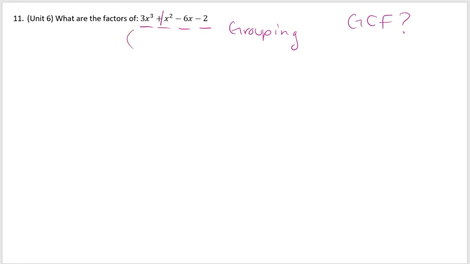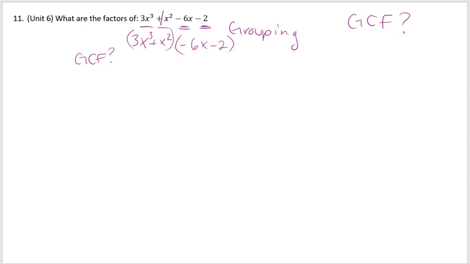Grouping means we're going to just put parentheses around the first 2 terms. So now we're going to have 3x to the third power plus x squared in one of the groups. And then we're going to have the other group of negative 6x minus 2 because of the other 2 terms. Once you divide these 4 terms into 2 groups of binomials, you're going to now do the GCF again.